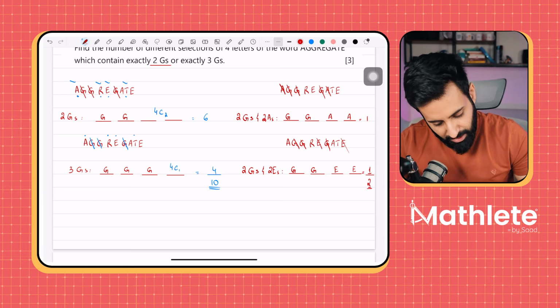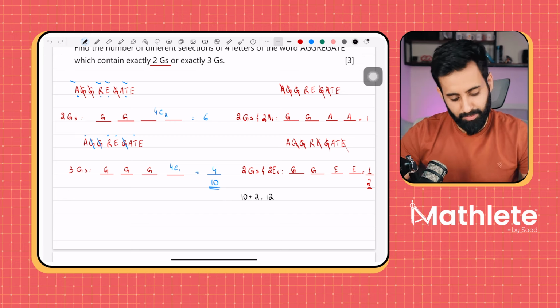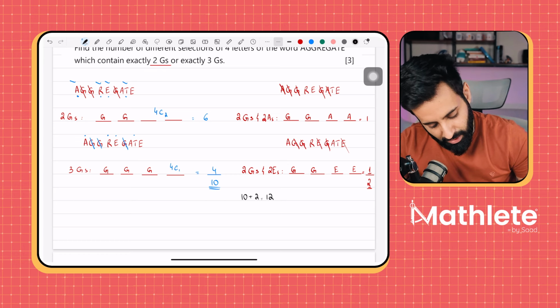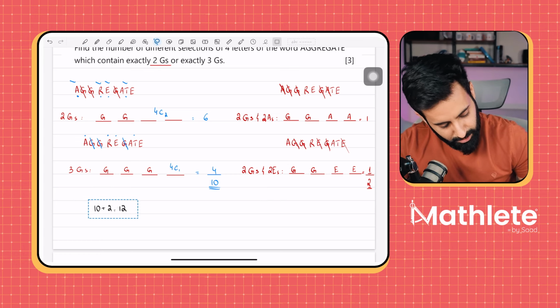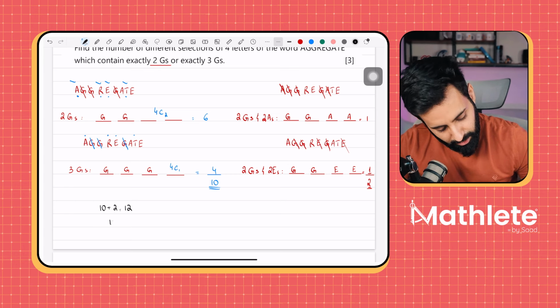So that means altogether, the final answer is going to be 10 plus 2, which is equal to 12. And there you go. That is the final answer. I'll write that over here. I'll squeeze this over here so that I can write an important note. Okay, so 12 is the final answer.